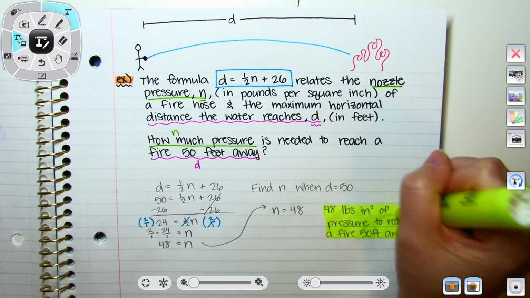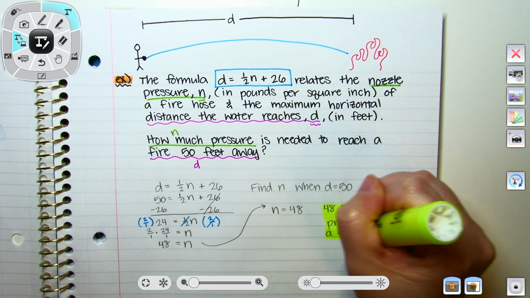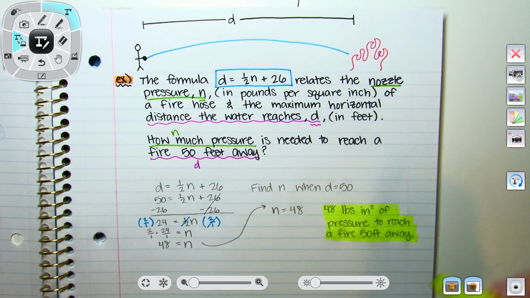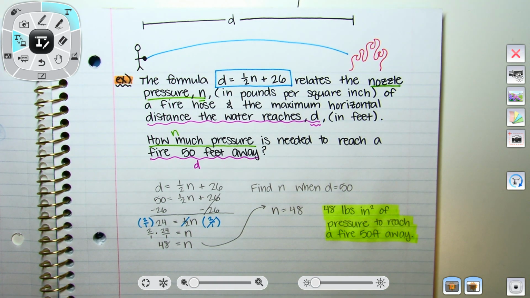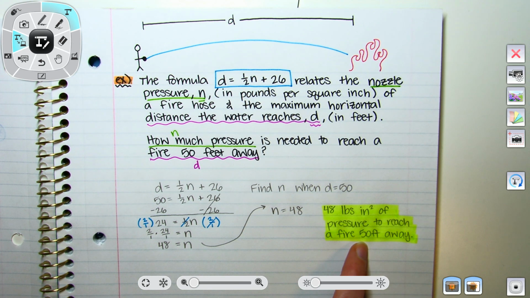So it's really important whenever we have these word problems that when you write your answer, it's written in context of the problem. If we just wrote 48, N equals 48, that could be anything. That could be 48 M&Ms. 48 times that you run around a track. You have no idea what it means unless you write it in context to your problem.